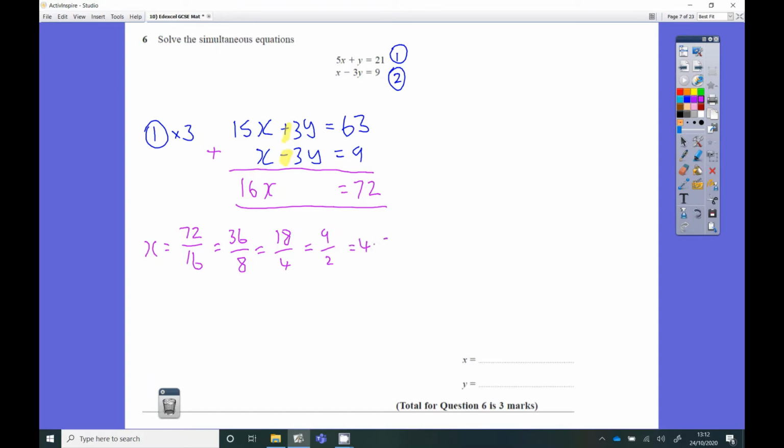Now, to work out my second variable, y, I have to take my 4.5 and substitute it back into either of my original equations. Just because I prefer it when there's some additions in them rather than subtracting, I'm going to take my equation 1. So 5x plus y equals 21. And I've just worked out that x is 4.5, so 5 lots of 4.5.